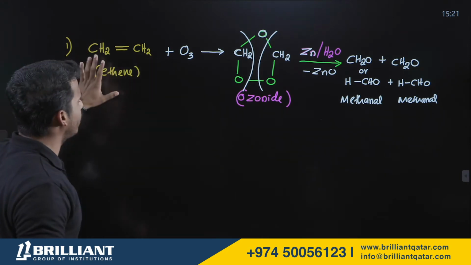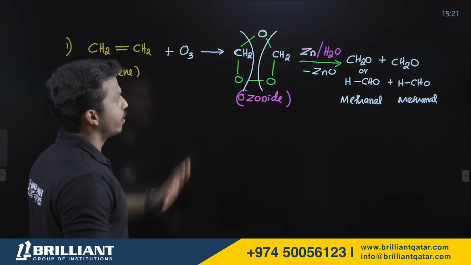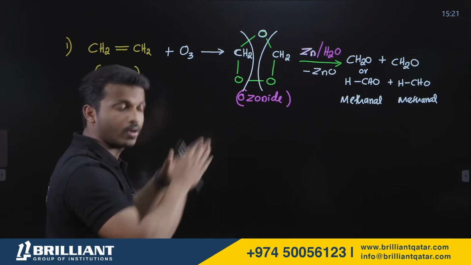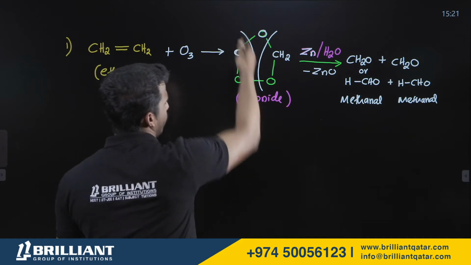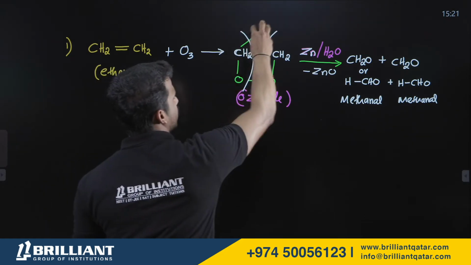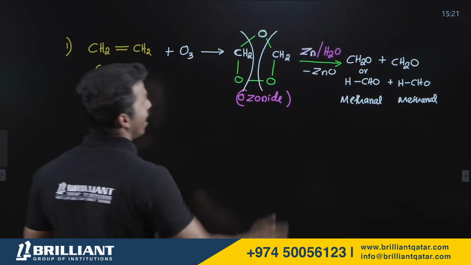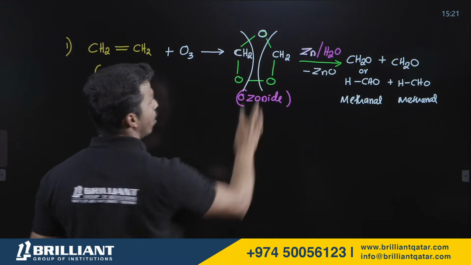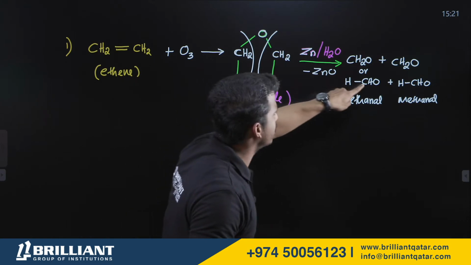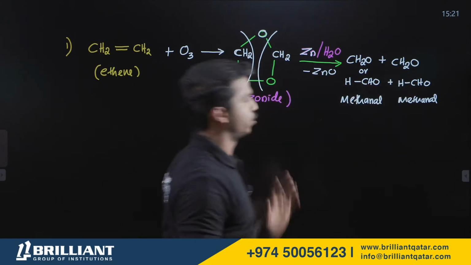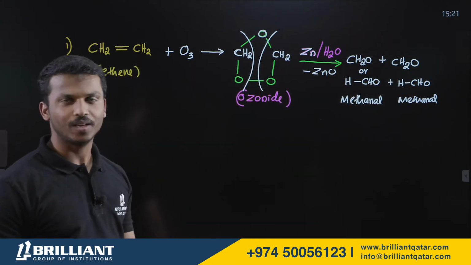So when ethene undergoes ozonolysis, first we make the ring compound called ozonide, and the ozonide breaks with zinc and water. We break it in such a way that the oxygen goes with zinc as zinc oxide, and on the left side you have CH2O, on the right side you have CH2O. CH2O is nothing but HCHO. What is that? Methanol. Alright.